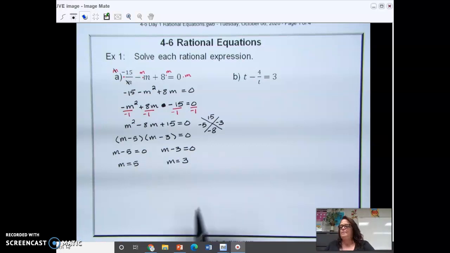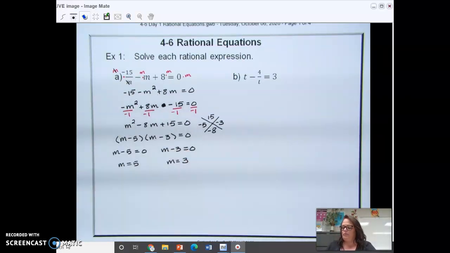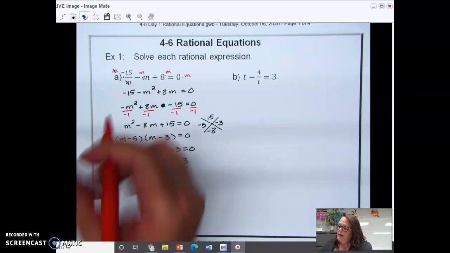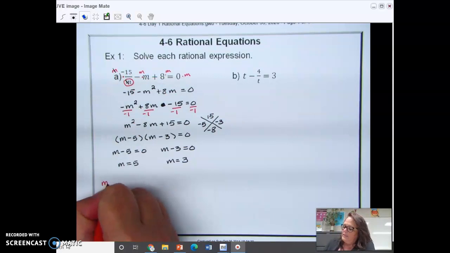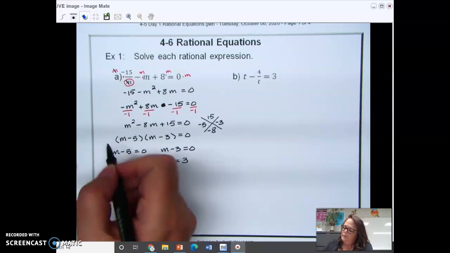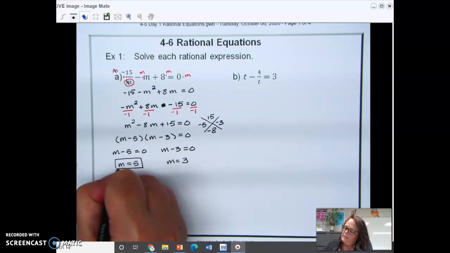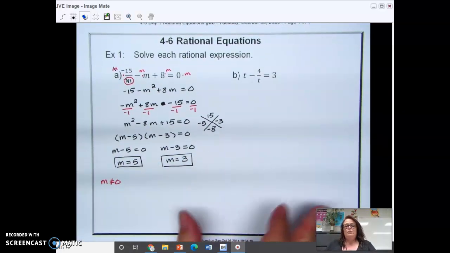And then you want to come up here and make sure that that's not one of your what's called excluded values. Do you see up here my denominator was m? So that means m cannot be equal to 0 because that would give me a denominator of 0. So since neither one of these is m equal to 0, I can say that both of these are the solution to the equation. So take a moment to pause your video and go ahead and try B.